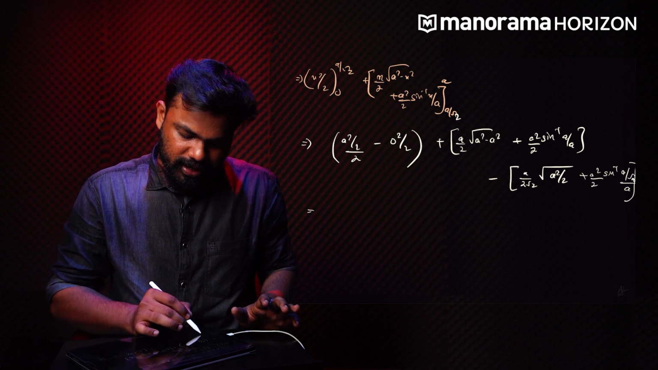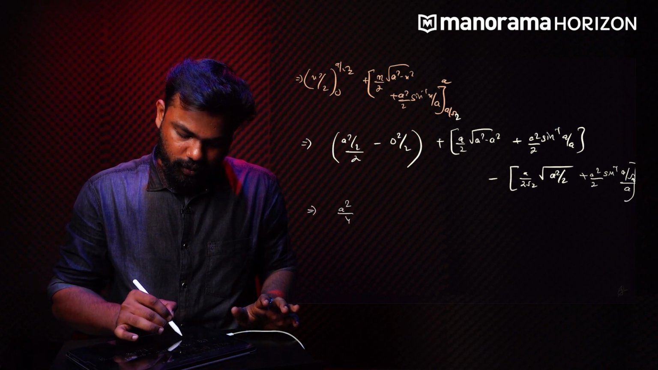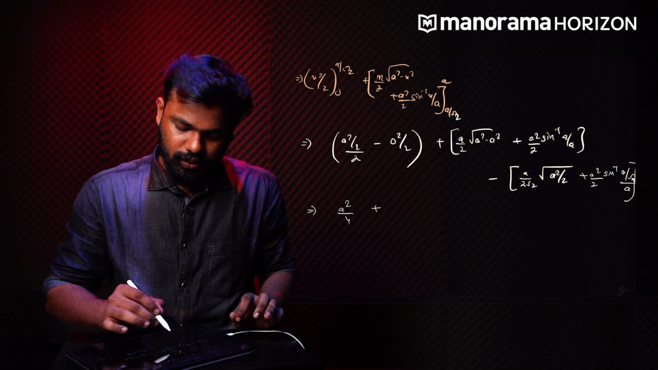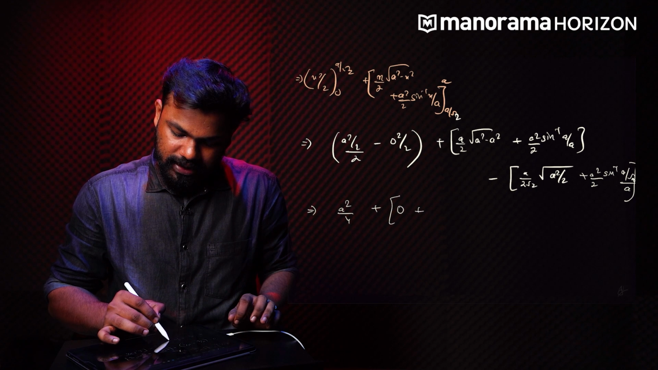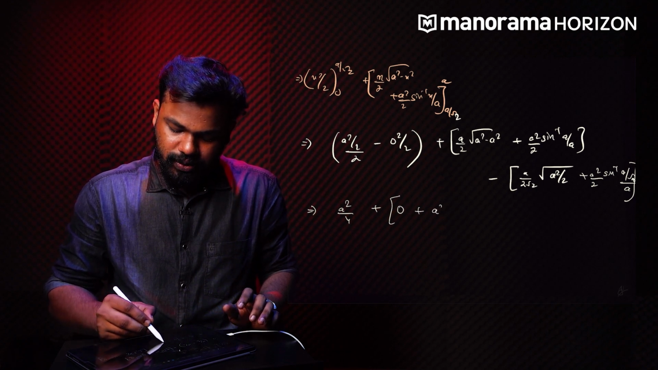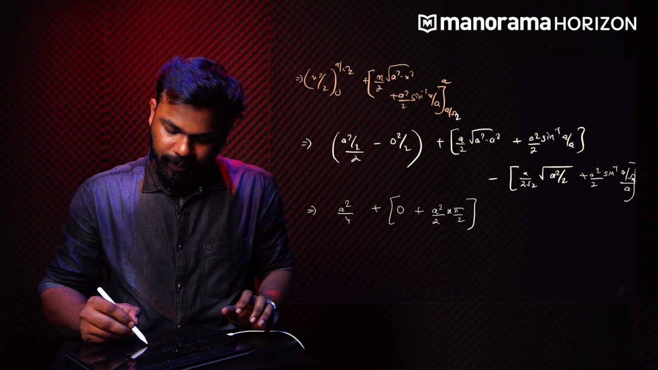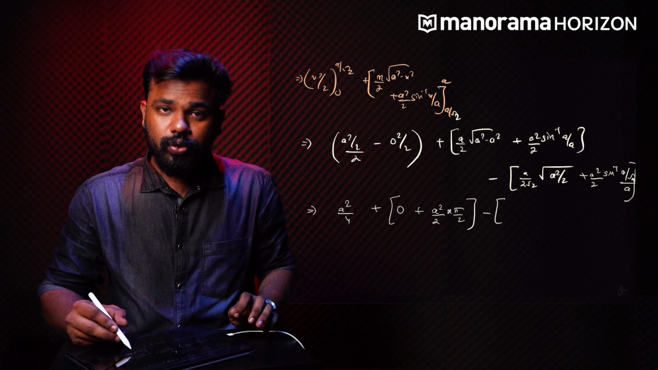So this one here over, I will be getting a square by 4 plus a by 2 root of a square minus a square will be again 0. So that goes, plus a square by 2 sine inverse a by a, it is a square by 2 sine inverse 1, which is pi by 2. So that is written here, minus a by 2 root 2 into a square by 2.